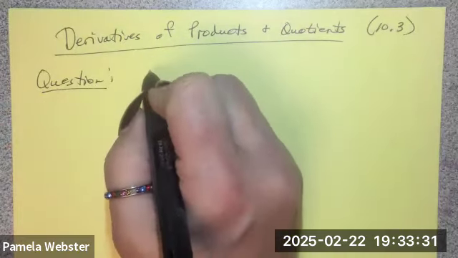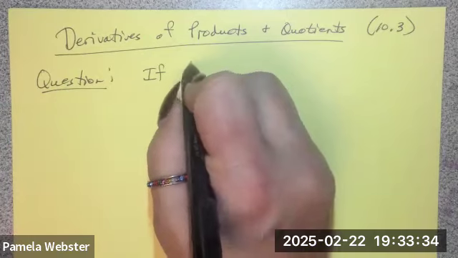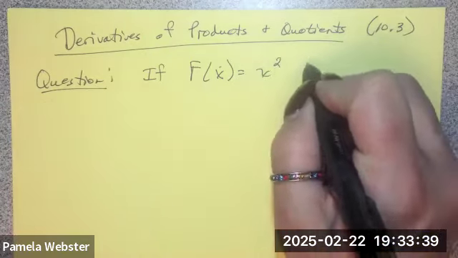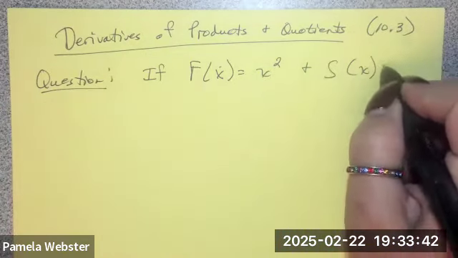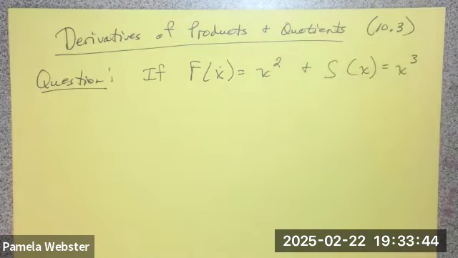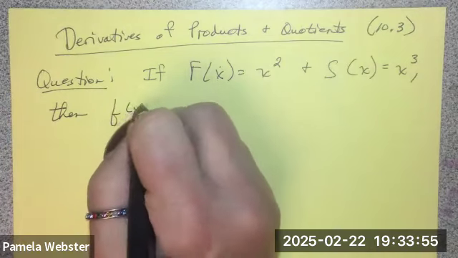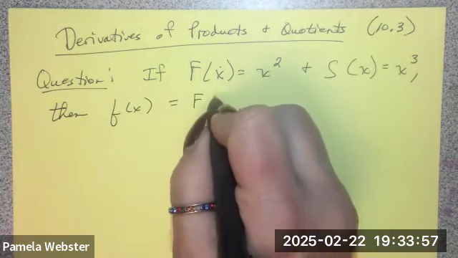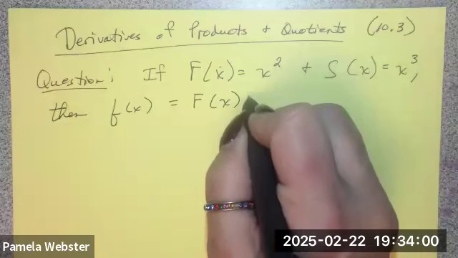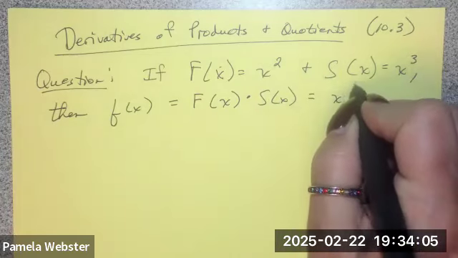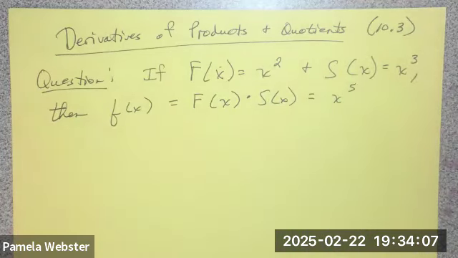Okay. If you had some function F of x, which was x squared, and some function S of x, which was x cubed, and then we see some function f of x, which is capital F of x times capital S of x. That's going to be x to the fifth. So in other words, ignore the f's and the s's.